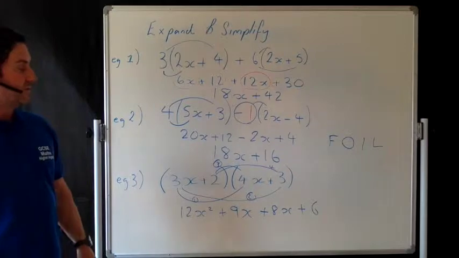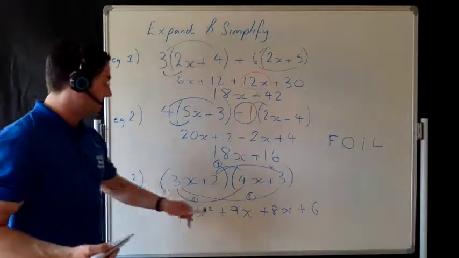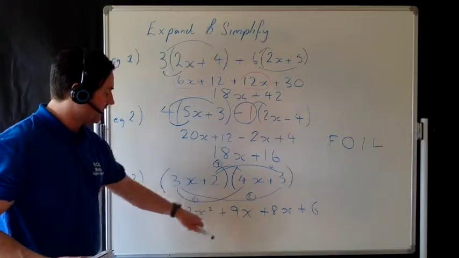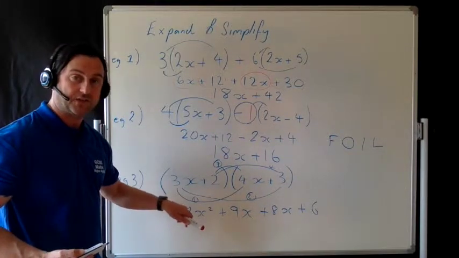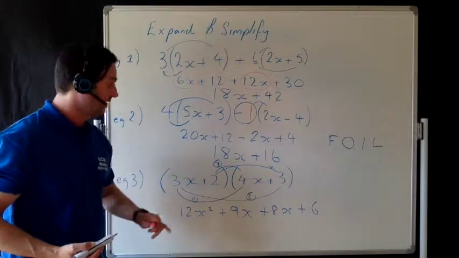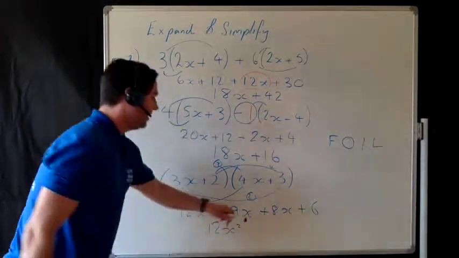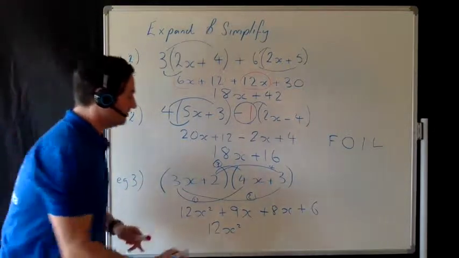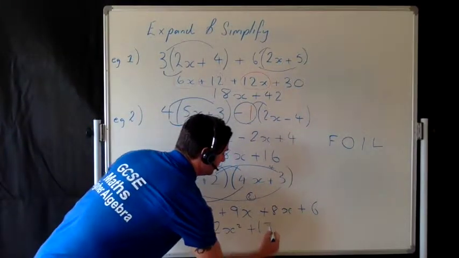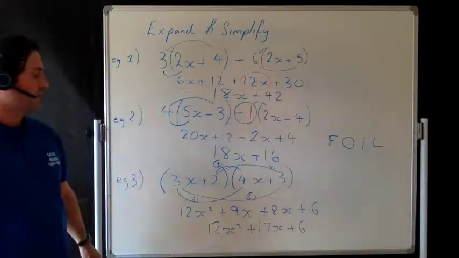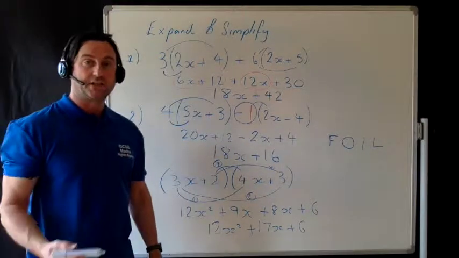Now all that's left to do is simplify this, simplify the two terms in the middle there. We can't simplify the x squared term with anything because x squared is totally different to x. So that stays as 12x squared. 9x add 8x gives me 17x. And we're left with the 6 on the end. 12x squared plus 17x plus 6.